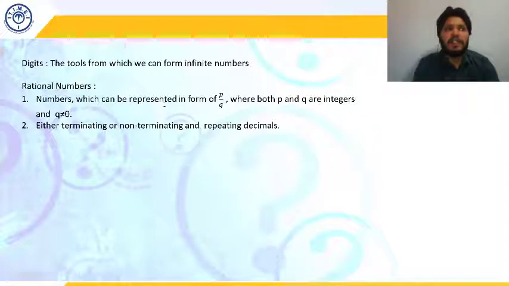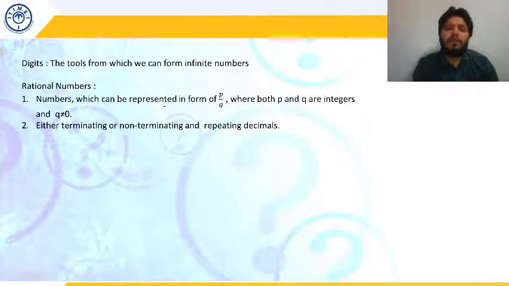For example, if I take 5 by 2, it is in p by q form, where p is 5 and q is 2. And q is not equal to 0, and both p and q are integers here. 5 and 2 both are integers. So when we divide 5 by 2, the first definition is satisfied. 5 by 2 is in the form of p by q, where p and q are integers. Now, is the second definition satisfied or not?